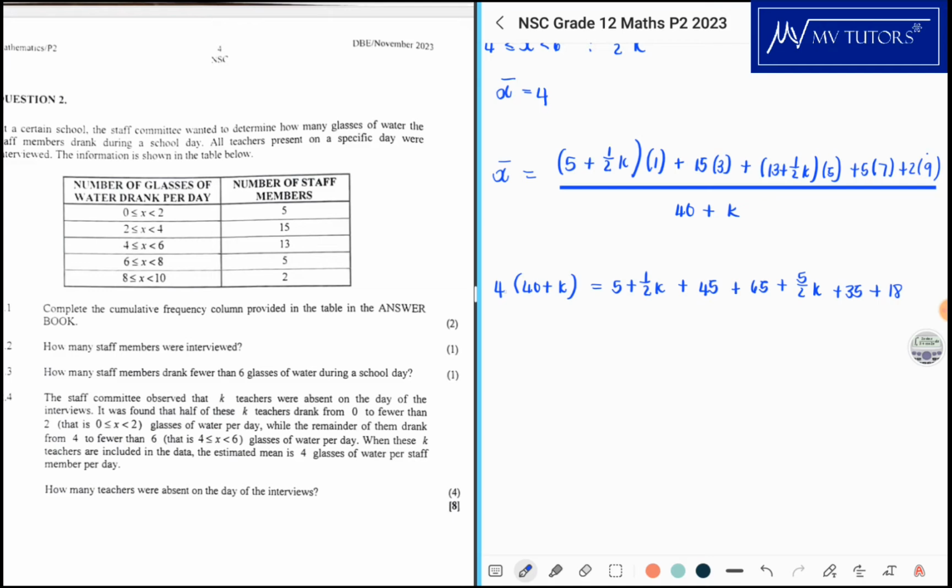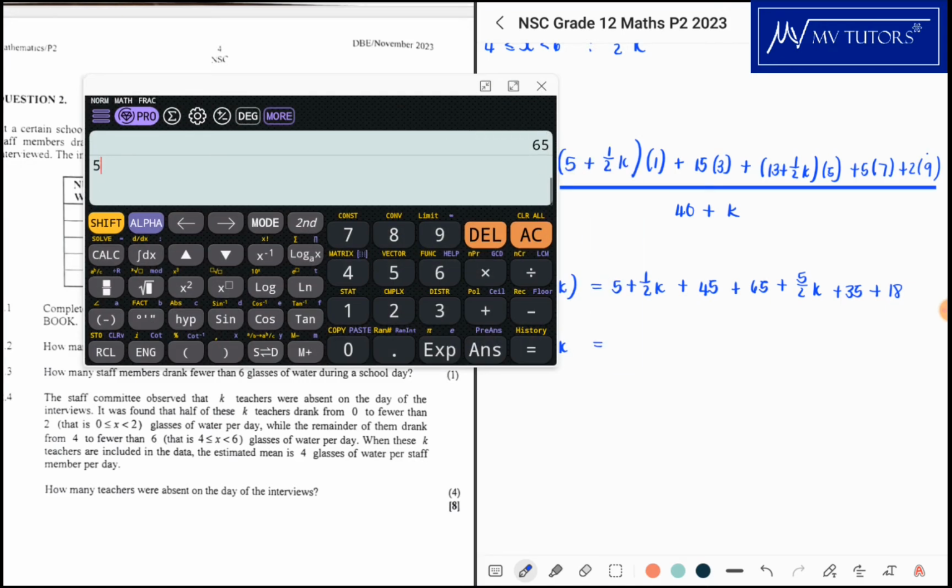Okay, if I multiply the brackets out, 4 times 40, I'm expecting 160. And then 4 times K, that's 4K. Let me just simplify on the other side. So I have 5 plus 45, just underline the similar numbers. So I have 5 plus 45 plus 65 plus 35 plus 18, and I get 168. Then I have half plus 2.5, which is 3.